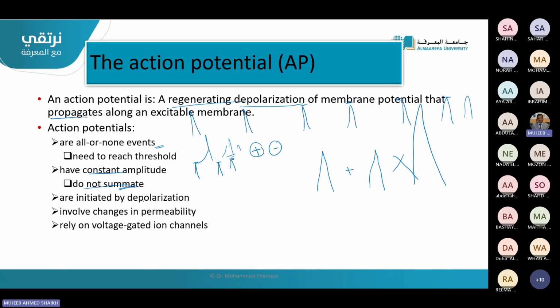They are initiated by depolarization. It involves changes in permeability, and it is based on the voltage-gated ion channels: the voltage-gated sodium channel and the voltage-gated potassium channel. So if this is the graph of the action potential, tell me which channel will be open in the depolarization phase?